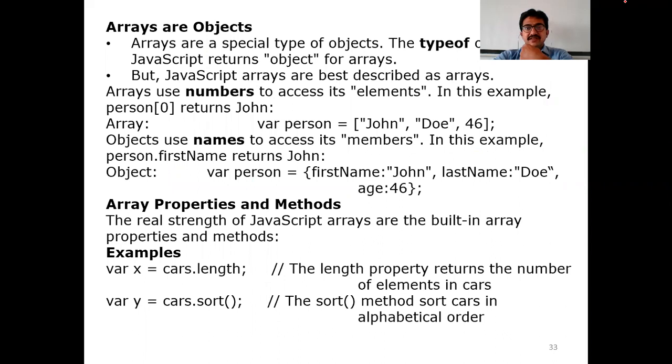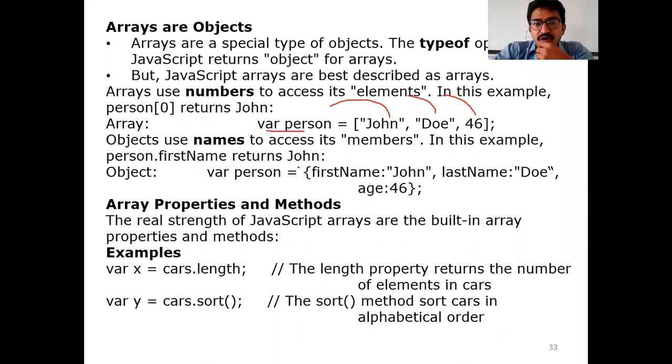How can arrays be called objects? Normally, this is how objects are defined. An object looks like a declaration in CSS, right? So here, arrays as objects: var person = { firstName: John, lastName: Doe, age: 46 }. Objects use names to access their members. In this example, person.firstName returns John. Person means the array name, dot, first name. It returns John. So you can use objects like this also.